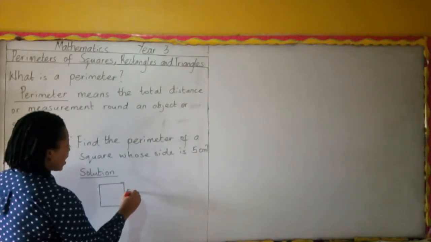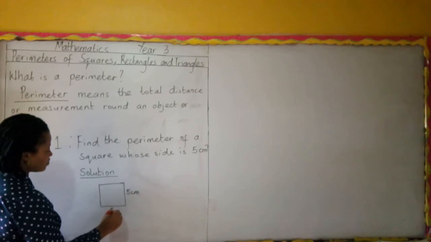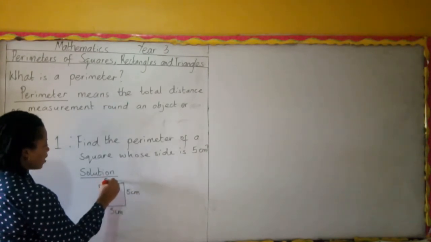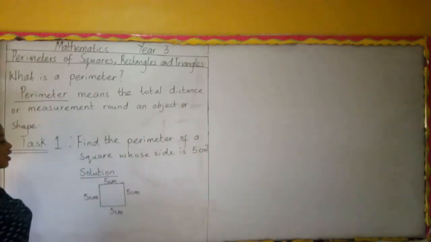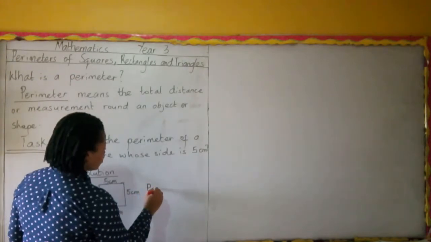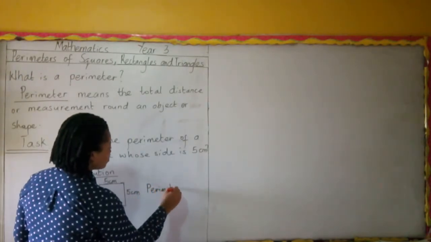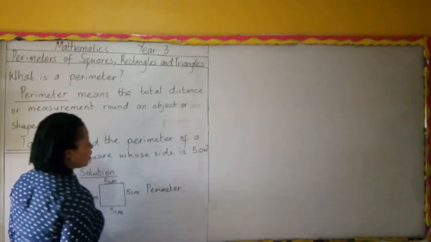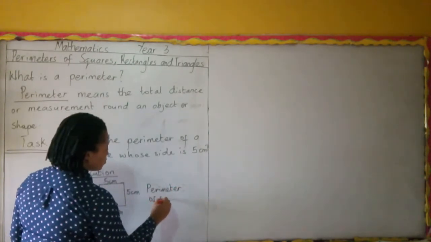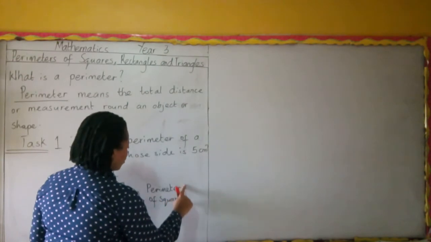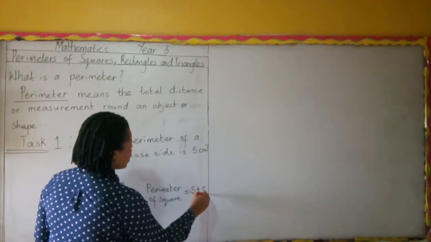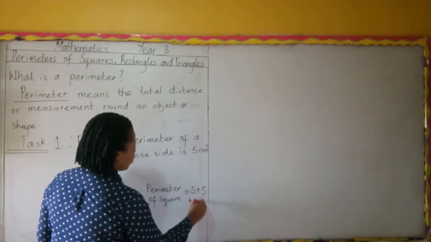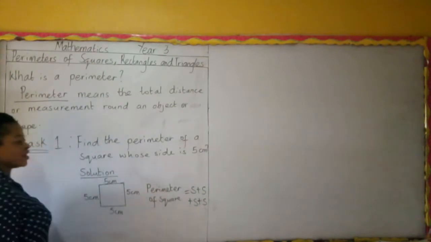Are they equal? Yes. That means they said whose side is what? 5 cm. So here is 5 cm. Over here 5 cm. Up here 5 cm. Good. And over here we have 5 cm. Now that means each side is 5 cm. So the perimeter will be what? The perimeter, the formula is what? Who can think? Perimeter of a square. Can you tell me? Okay, the perimeter of a square is what? x plus x plus x plus x. Do you see that? Good.